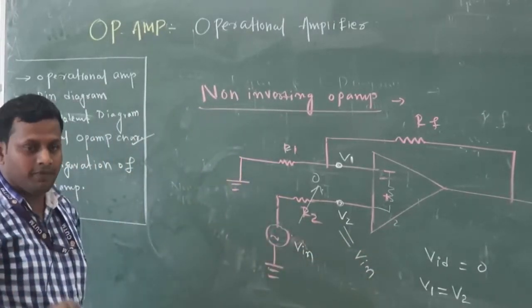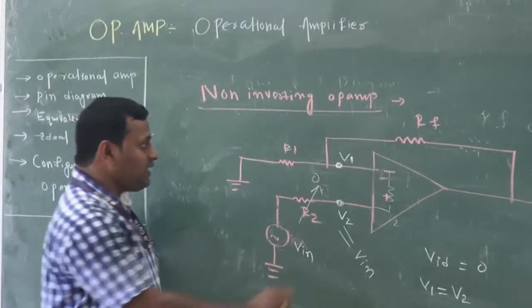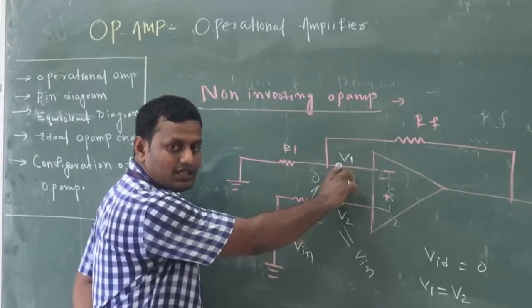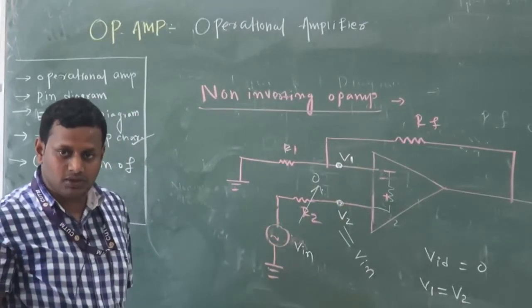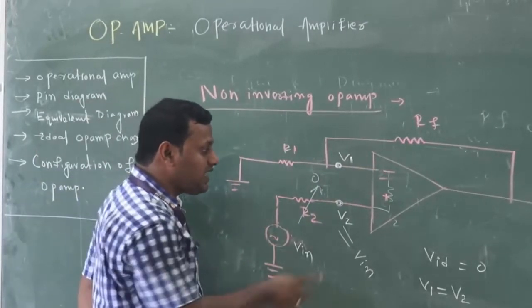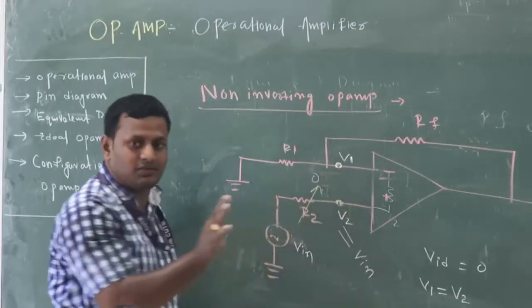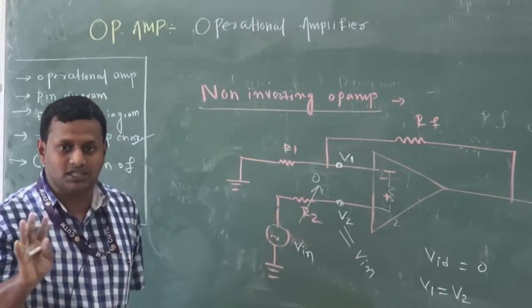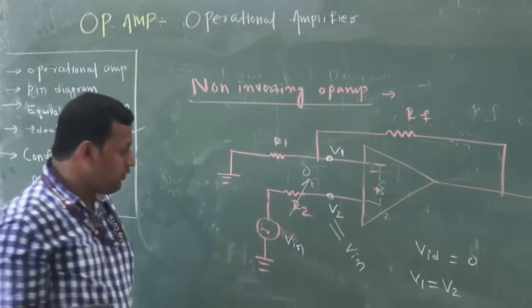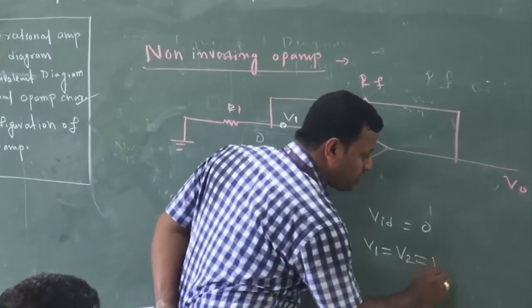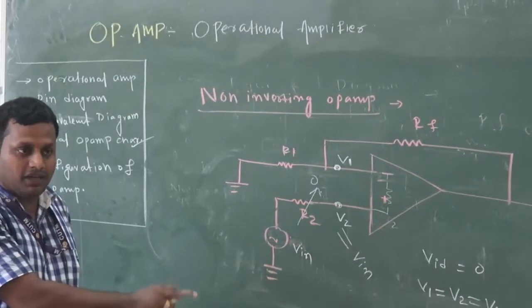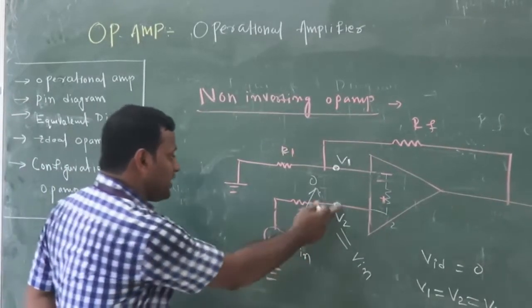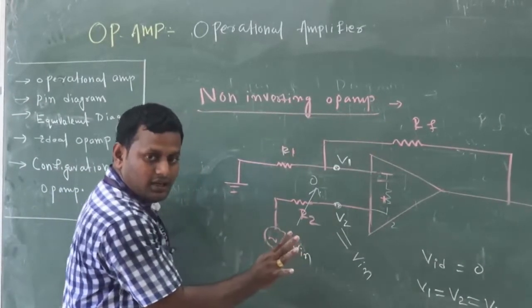Second point, I can say the potential difference between these two must be equal to 0. So VID must be equal to 0, which means V2 minus V1 must be equal to 0, which implies V2 is equal to V1. So V2 is equal to V1 is equal to V in. This is also a virtual ground concept, but it is not connected to ground, rather it is connected to some voltage.